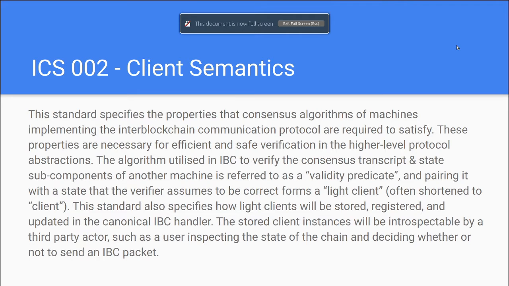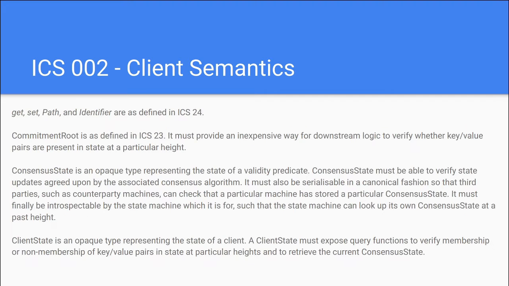Pairing it with a state that the verifier assumes to be correct forms a light client, often shortened to a client. However, in this video, I'll be referring to it as a light client only. This standard also specifies how light clients will be stored, registered, and updated in the canonical IBC handler. The stored light client instances will be introspectable by a third-party actor, such as a user inspecting the state of the chain and deciding whether or not to send an IBC packet.